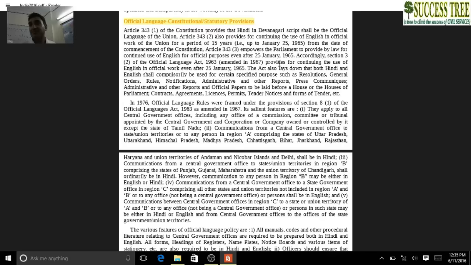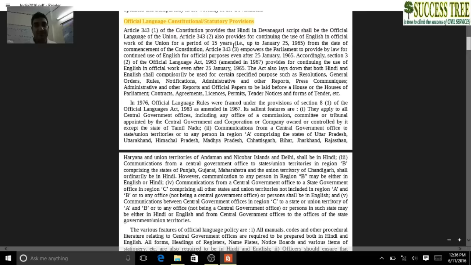So a question can come up on either statement. You need to remember Hindi is the official language. Okay, fine. English was extended by Parliament even after 1965. So this Act, the Official Language Act, provides for the continued use of English.